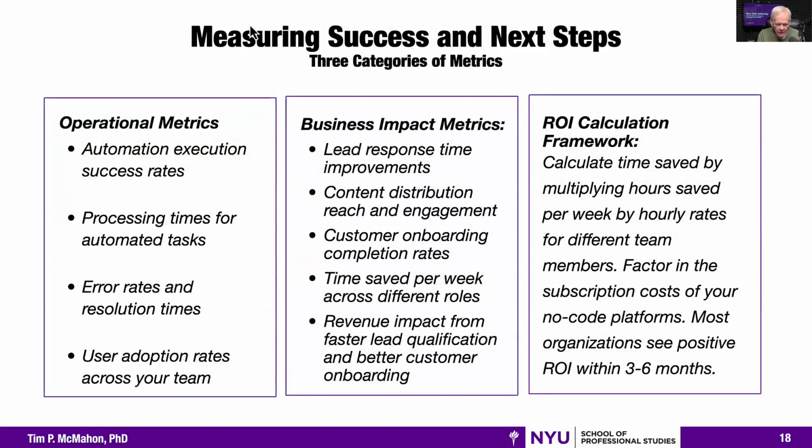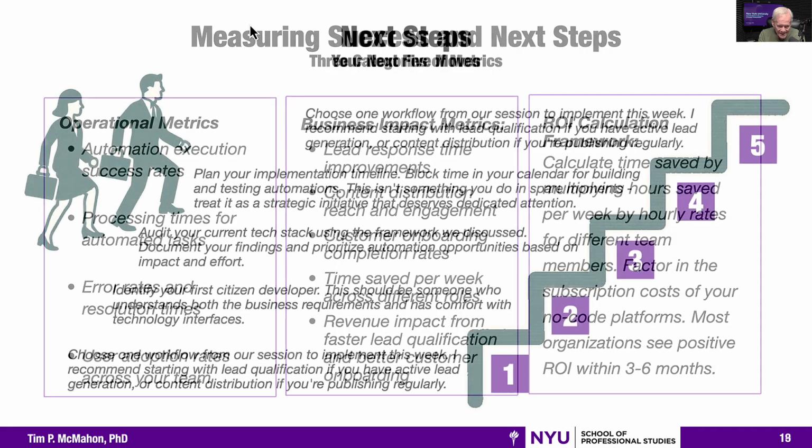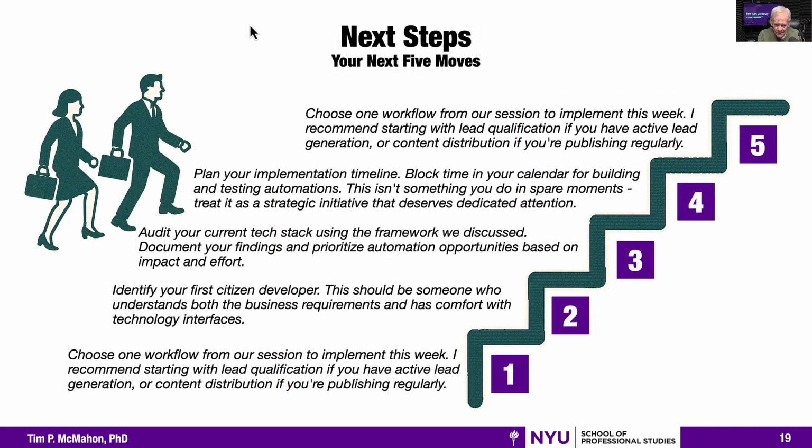Okay, so what we have here is measuring success: the operational metrics, the business impact metrics, and then the ROI calculation framework. Three good ways that we can reach back and say to our bosses, is this working or is it not? Finally, the next steps in this program are basically we want to choose one workflow from our session. This is what we'd like to be able to do, something you ought to be considering, at least mentally walking through. First of all, choosing a workflow from one of our sessions to implement, and then move on to identifying first citizen developer. That should be someone who understands the business requirements.